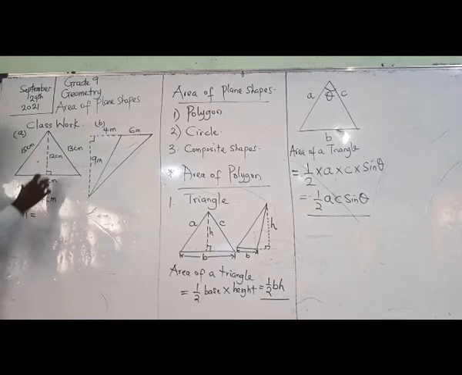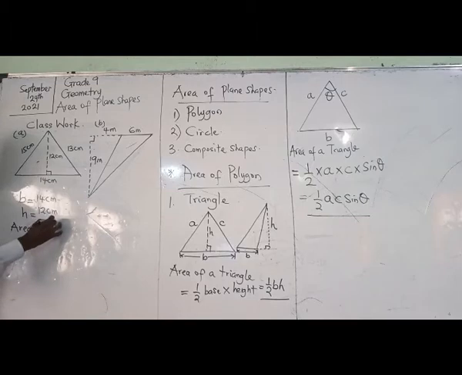Your height is this. Not this. Not this. Your height is this. So what is the area? The area of the triangle will be equal to half times 14 times 12. 2 will cancel 12 and be left with 6.